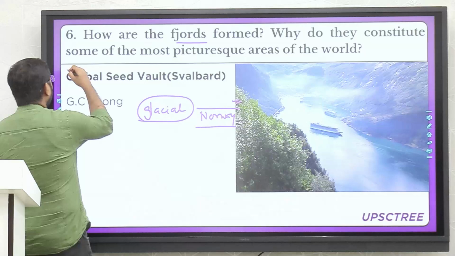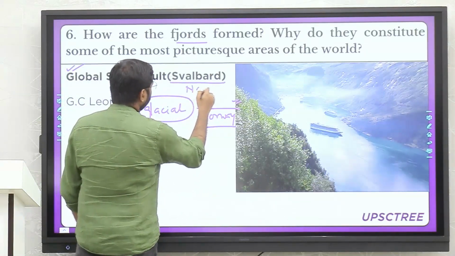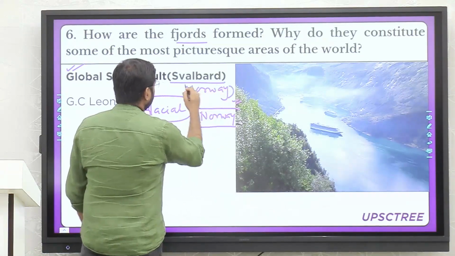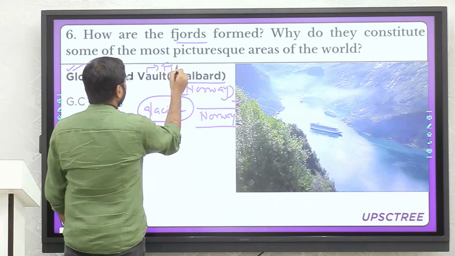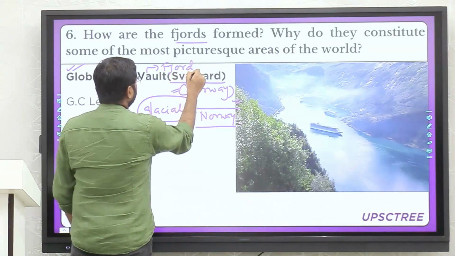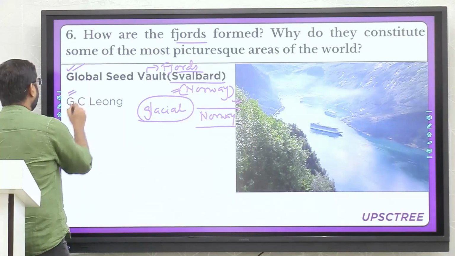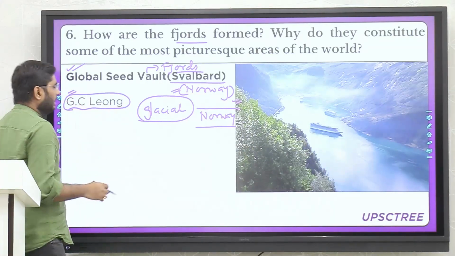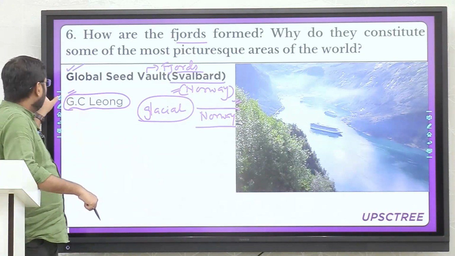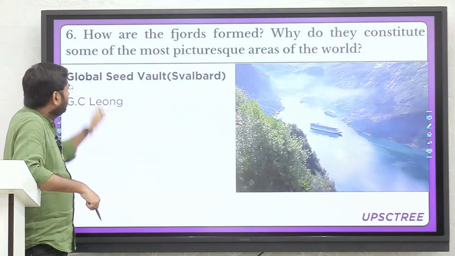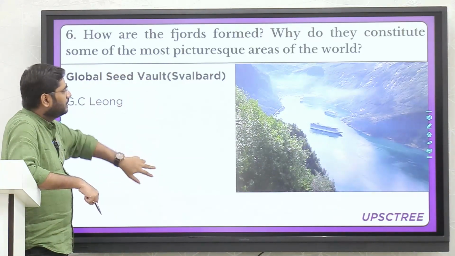If you see the global seed vault, which is located in Svalbard, Norway, इसके आसपास मतलब in and around we have a lot of fjords. And this particular answer, how fjords are formed, what kind of valley they are, all these things you can easily write from your G.C. Leong book, no need for any other reference, but you can mention कि इसका contemporary relevance क्या है, why it has been in the news, etc.